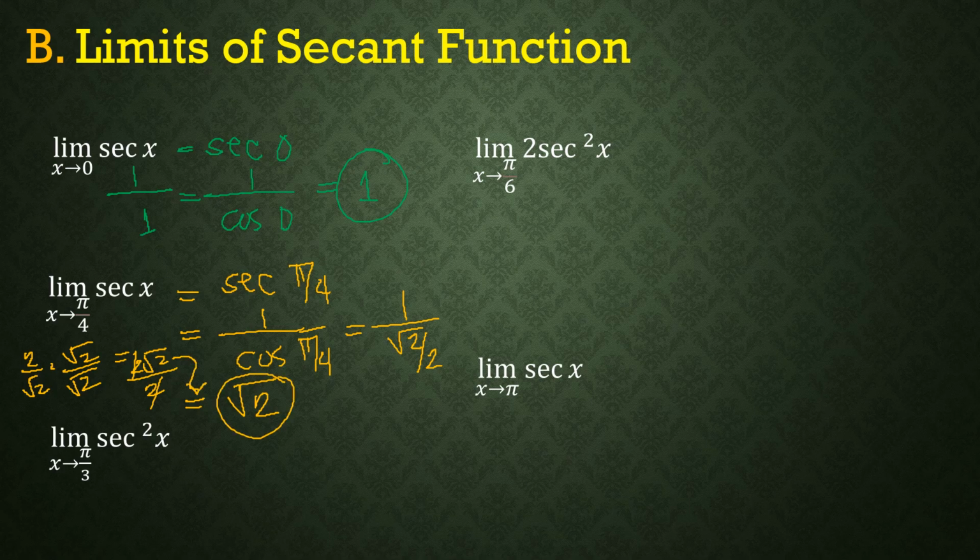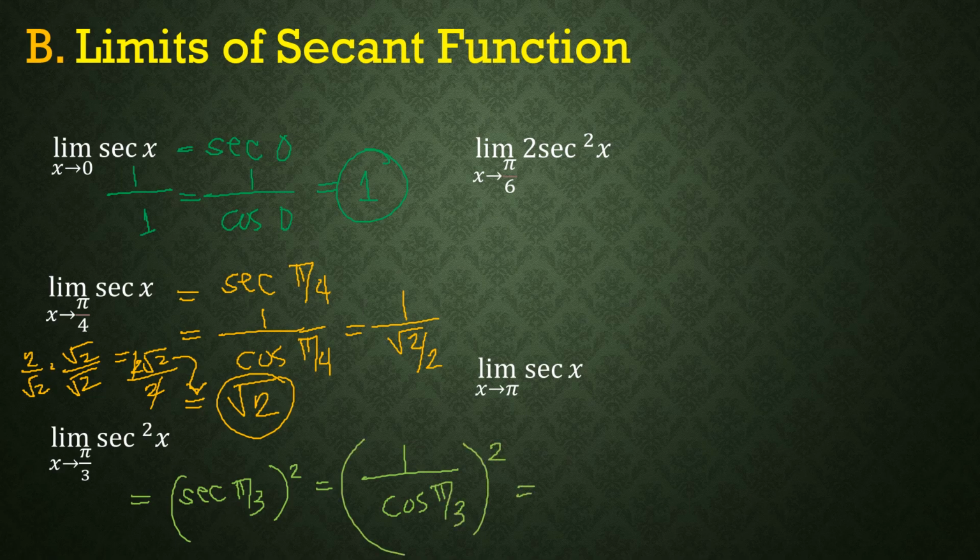Next example, we are going to substitute pi over 3 into secant x, so we have secant pi over 3, square of that, which is equal to 1 over cosine pi over 3, then get the square. Cosine pi over 3 is 1/2, so we have 1 over 1/2 squared, that will be 2 squared, so the answer is 4.